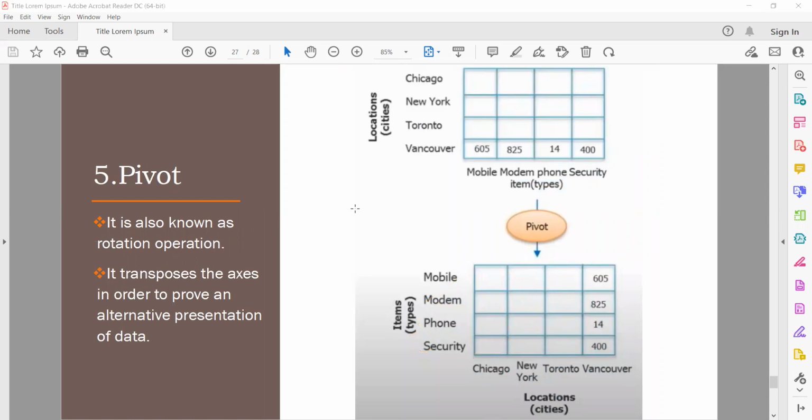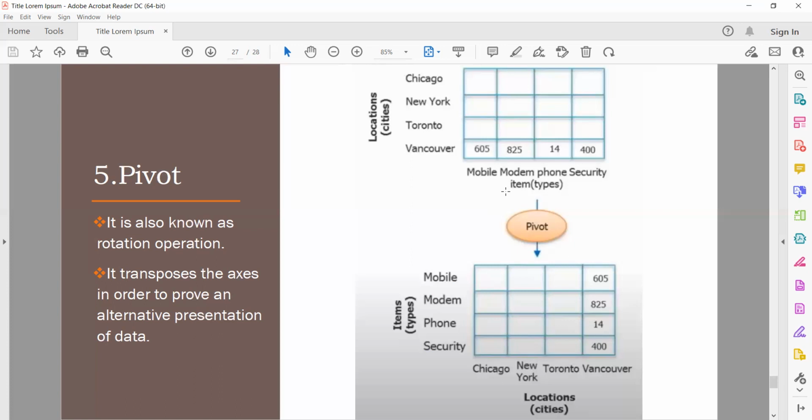Pivot means we rotate the dimensions. Let's say here, what will happen? We are rotating by 90 degrees. So the dimension is changed. Previously, the location dimension was vertical, and the product dimension was horizontal. Now we are rotating by 90 degrees. What will happen now after pivoting? It means we are rotating the dimension. For some analytical purposes, we can do these operations.